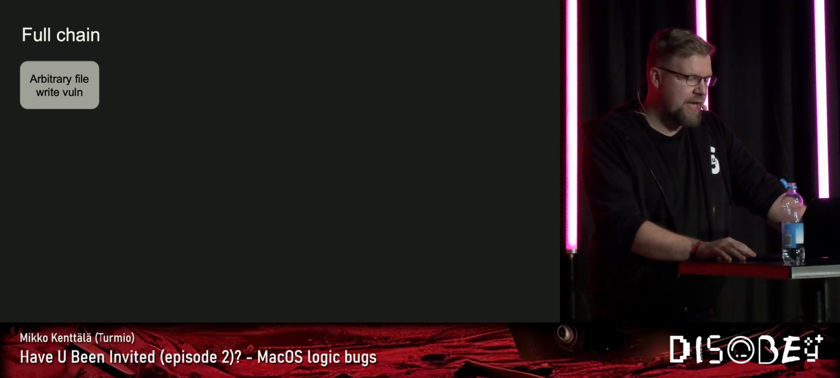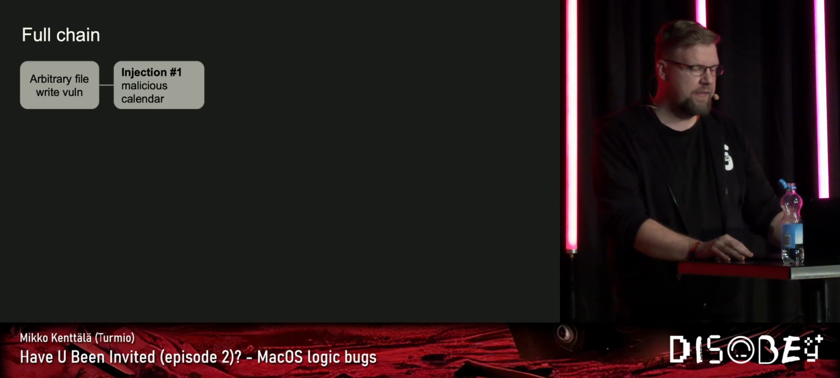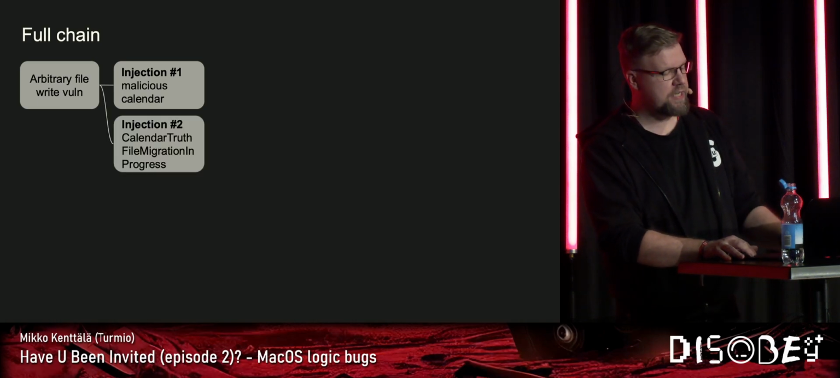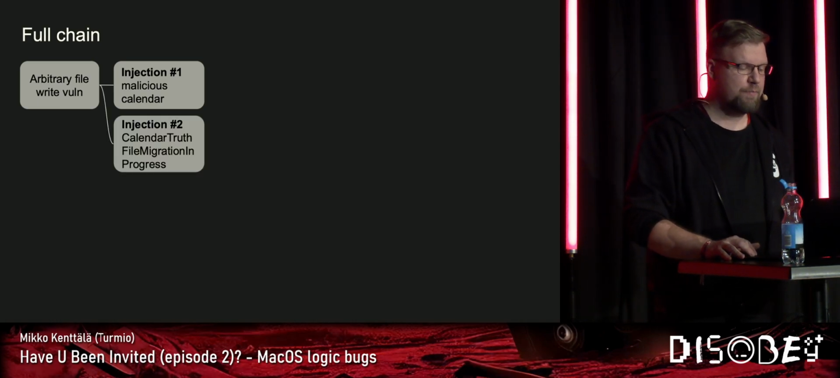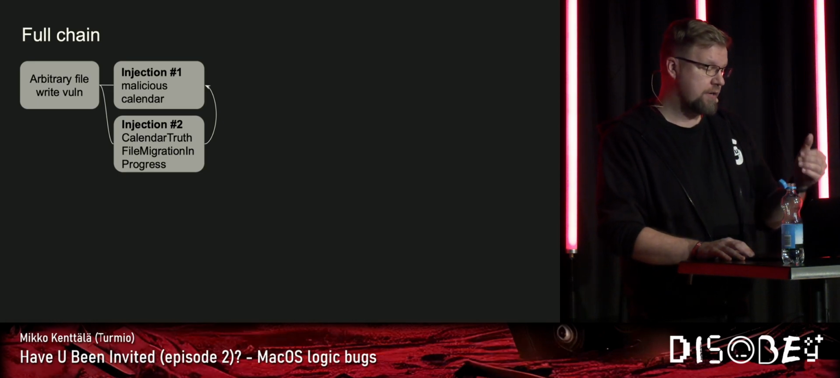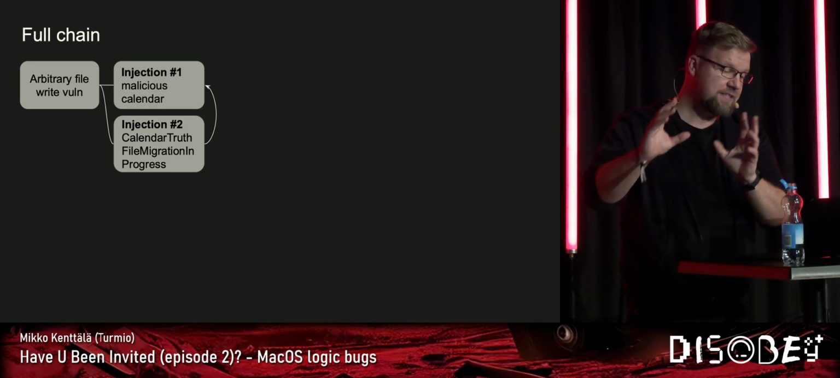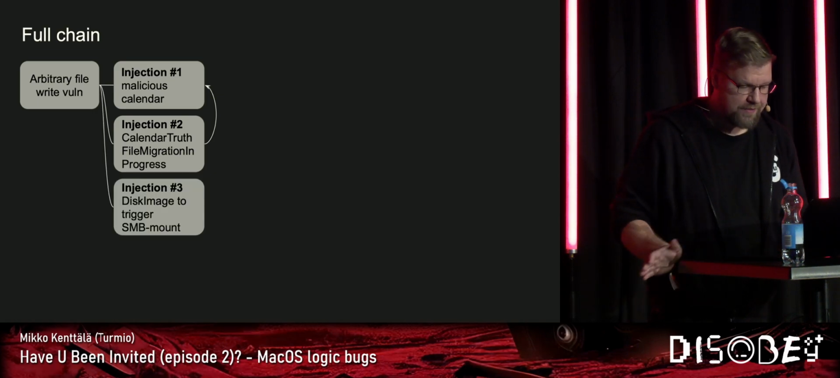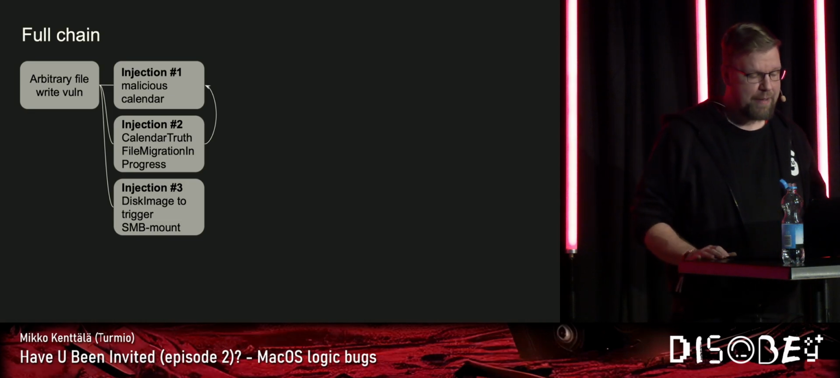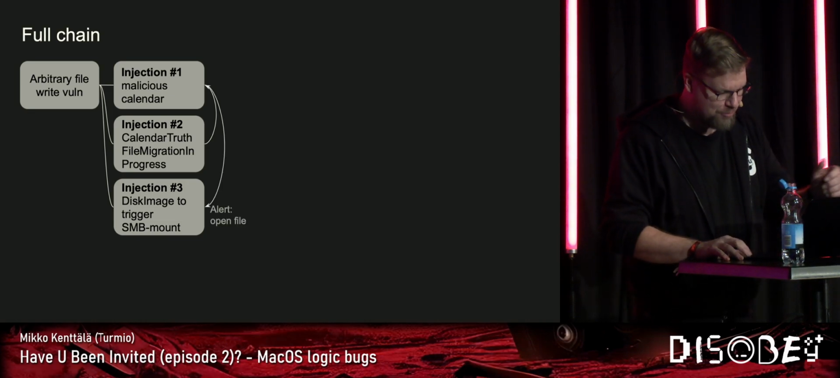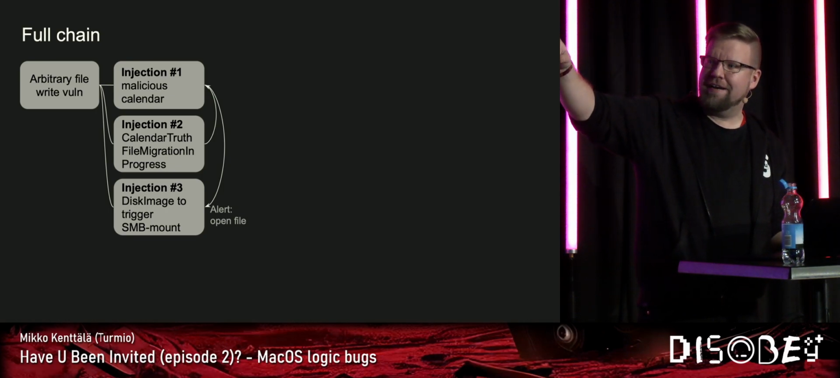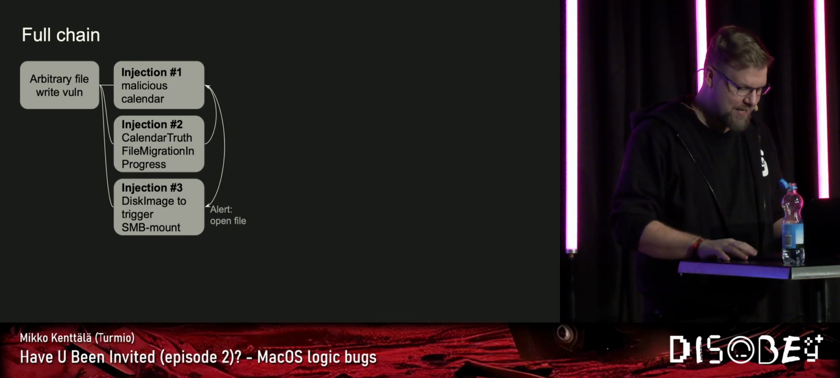But first, we had an arbitrary file write vulnerability. Then we injected a malicious calendar. After that, we injected the calendar truth file migration process to trigger your calendar application to activate the new calendar. After that, we injected the disk image, which included the background image, which will trigger the Samba mount. And we had the alert in the malicious calendar, which will later on open the disk image.